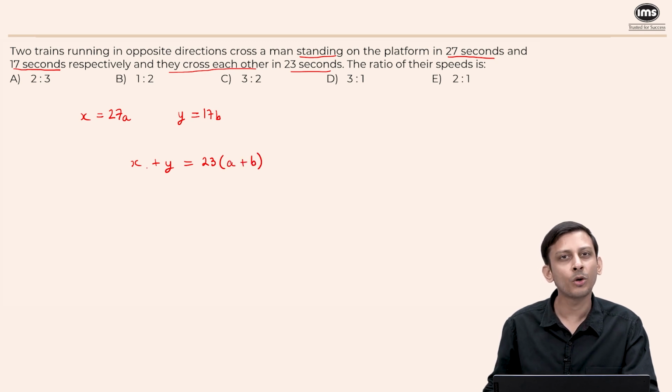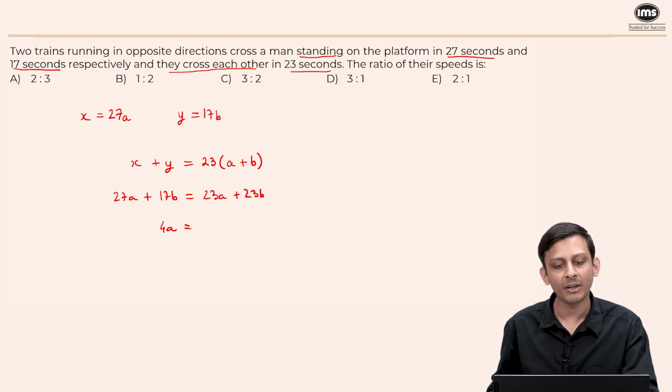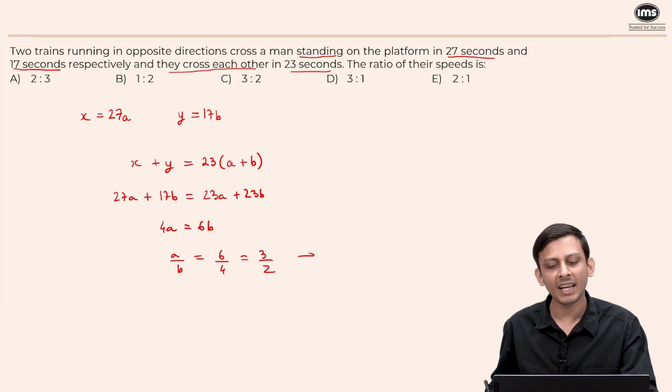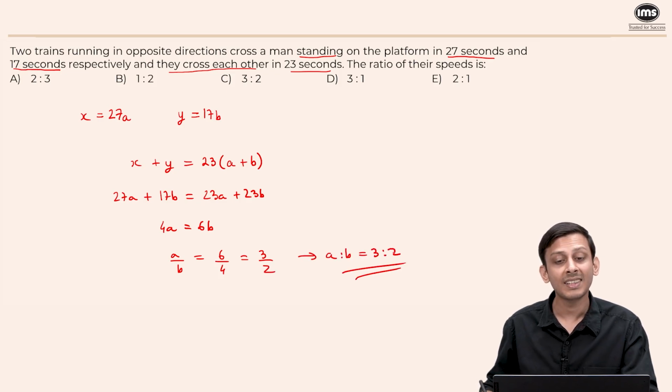And now we can substitute x and y. x is 27a and y is 17b. And on the right hand side, we have 23a plus 23b. So we'll get 4a is equal to 6b. a by b is equal to 6 by 4, which is equal to 3 by 2. And therefore, we can say that a is to b will be equal to 3 is to 2. That will be the answer, which is option C.